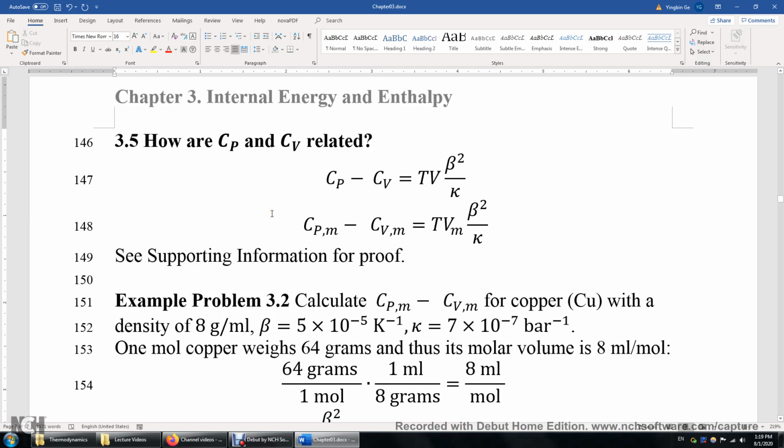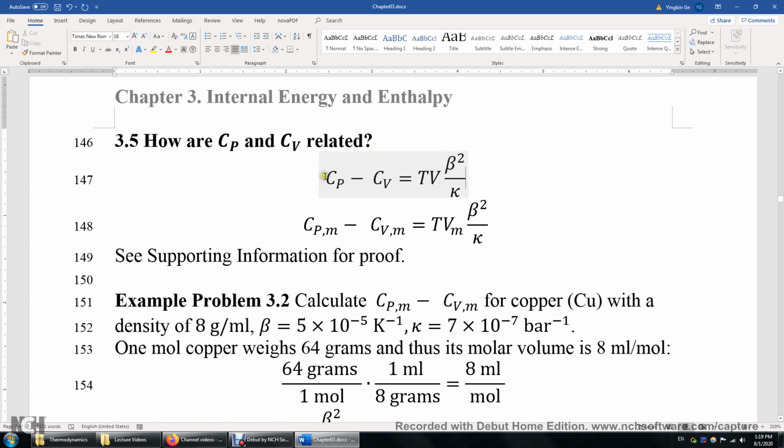Section 3.5. How are Cp and Cv related? Cp minus Cv is equal to T V beta squared over kappa. Beta is 1 over V times delta V over delta T when pressure is constant. Kappa is negative 1 over V times delta V over delta P when temperature is constant.